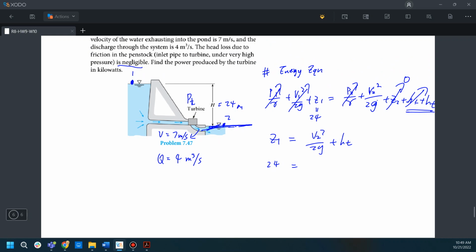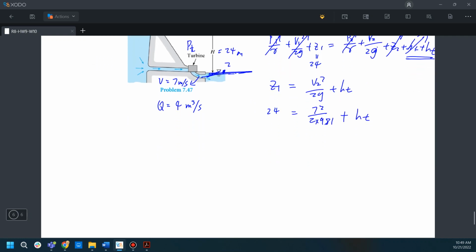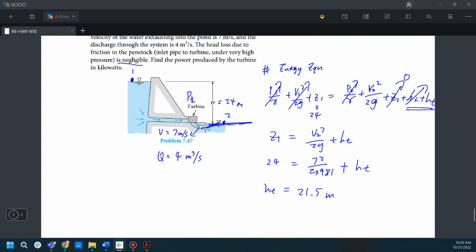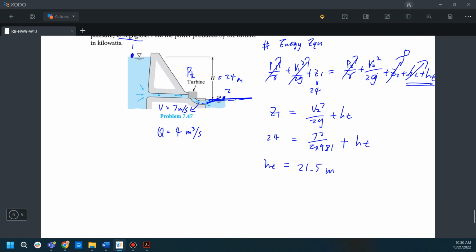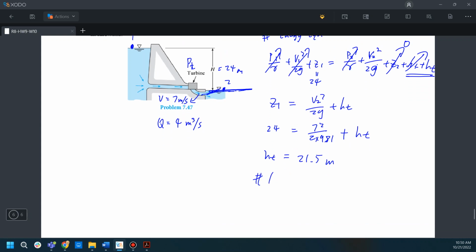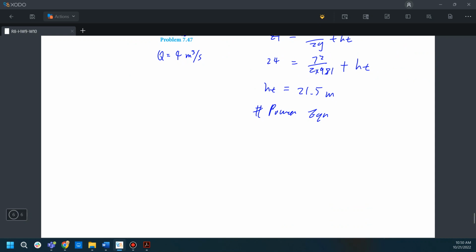V2 is 7 meter per second, so this is 7 squared divided by 2g, g is equal to 9.81, plus the turbine head. Now we can solve the turbine head, that is equal to 21.5 meter. Okay, so we are halfway there. Now we just need to apply the power equation to turn this turbine head into power.